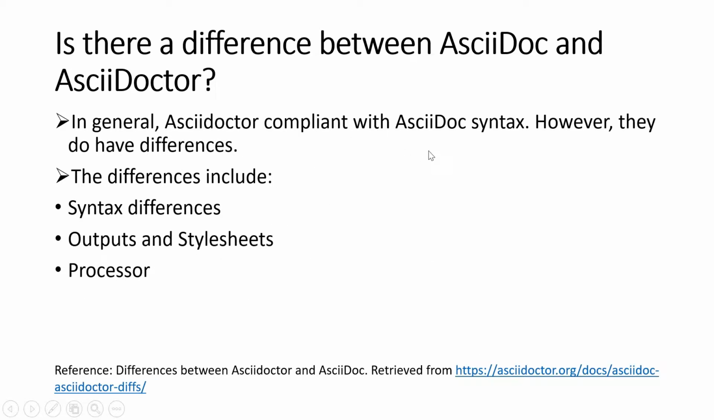So what's the difference between AsciiDoc and AsciiDoctor? In general, AsciiDoc, in my opinion, is like an internal tool to execute the AsciiDoc syntax. So they have some differences, such as syntax differences, outputs and style sheets differences, and processor differences, which you can see from this website. I'm not going to go into details about it, but one important thing I want to mention is that with AsciiDoctor, you can do a lot of things, such as creating PDF files, and you could import style sheets, so that you don't need to do a lot of work to create your own style. And that's this part.